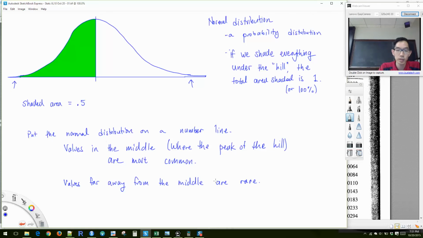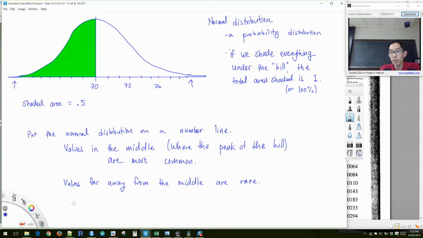Okay, so technically normal distributions can be located anywhere on the number line. So this value in the middle could be 70, and then we could go out to 71, 72, 73, 74, 75, 76, and so on and so forth. So a normal distribution can be located anywhere, but if we move the normal distribution so it's centered at 0, and I'll draw one, then we call it a standard normal distribution.